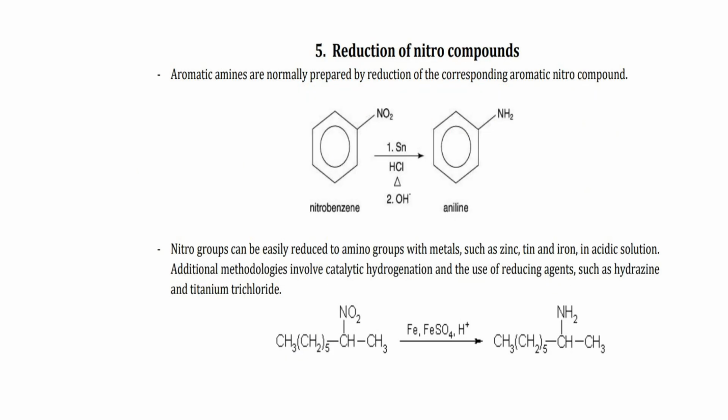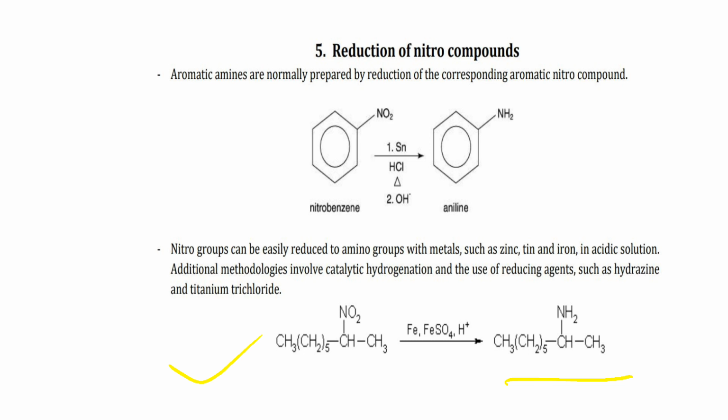Next, reduction of nitro compound. In this case, an aliphatic nitro compound can be reduced in the presence of iron or ferrous sulfate and H+ ion, and it will convert into amine. It is a primary amine.